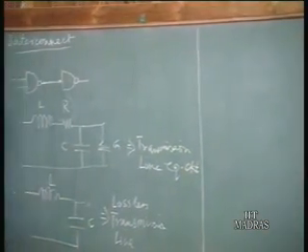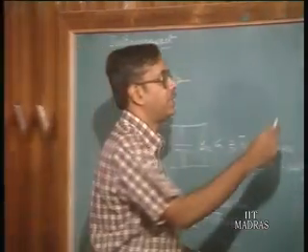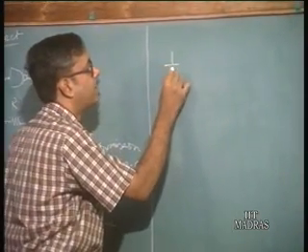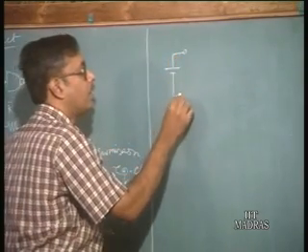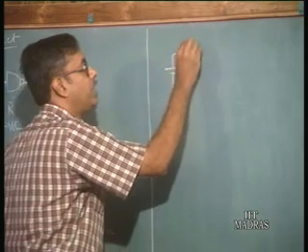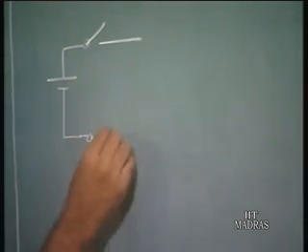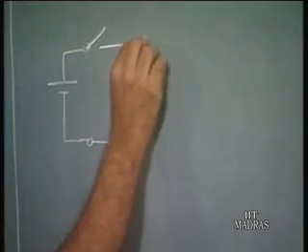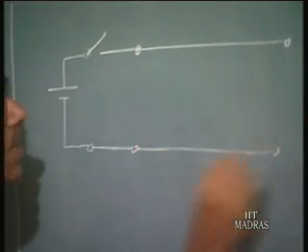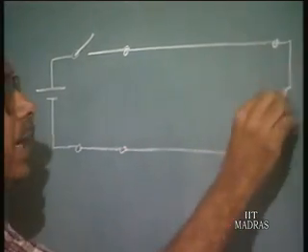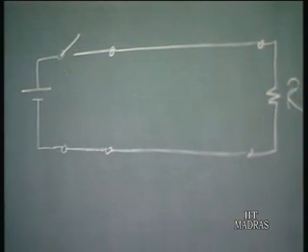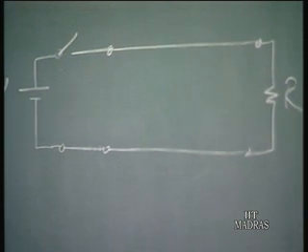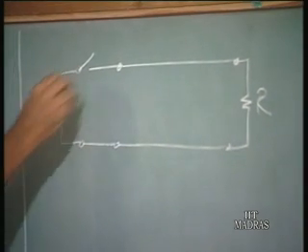Now, what is the effect of this transmission line? Let us take a particular case. Suppose we have a voltage source V, and then we have a switch, and then this is the transmission line which transmits the signal, and then of course we may have a load resistance. Now, suppose at t equal to 0, the switch is closed.